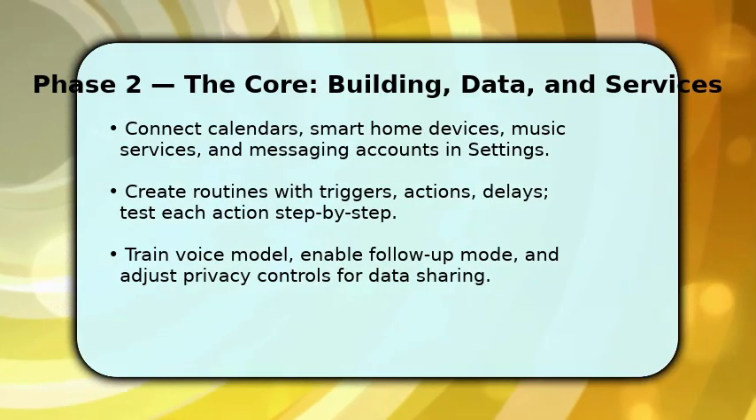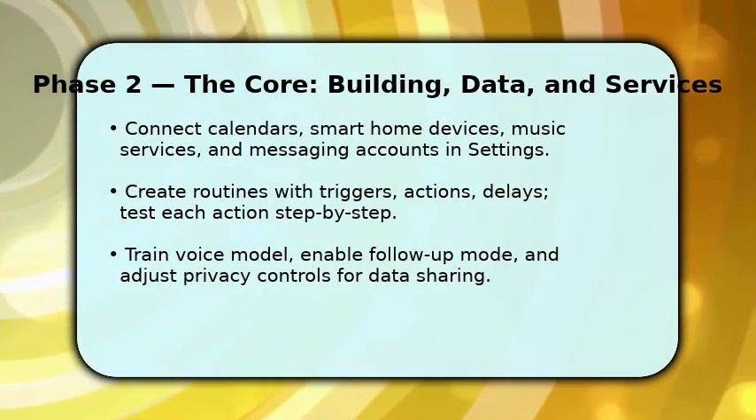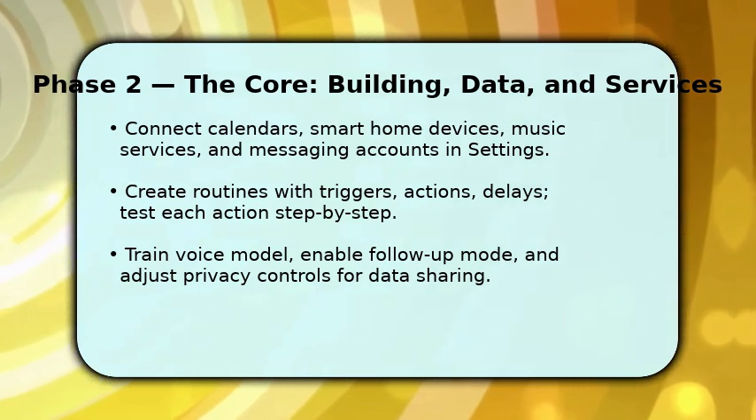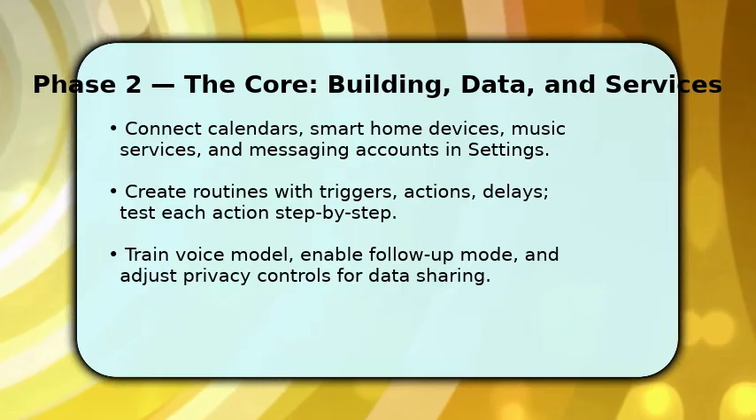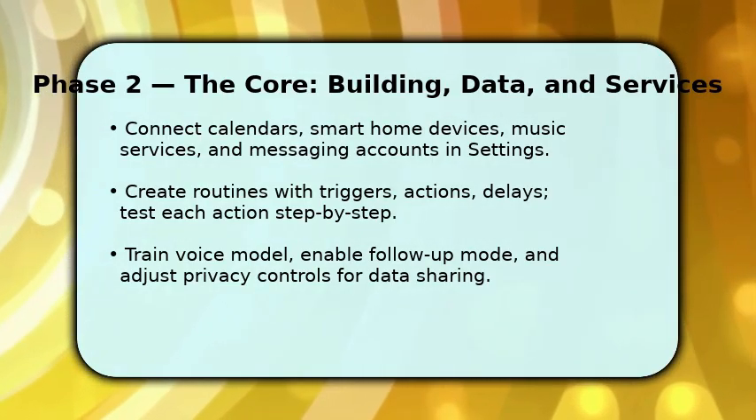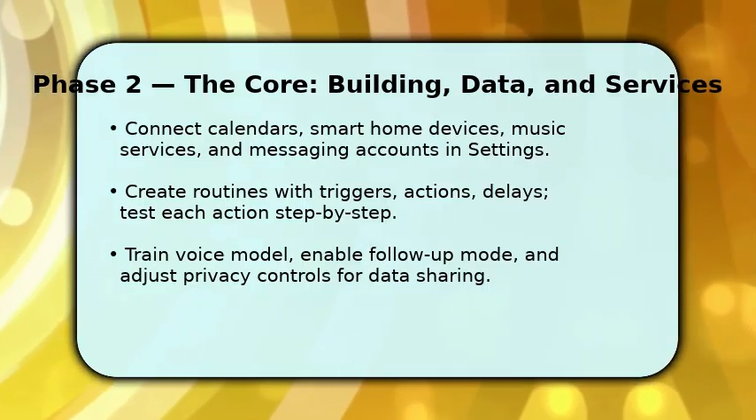Once your basics work, connect the services you want Jovi to control. Link calendar, smart devices, music, and messaging accounts and authorize each integration. Then build a routine, pick a trigger, add actions, insert delays where needed, and test every action separately so failures are obvious.